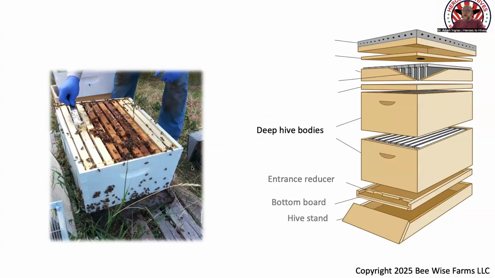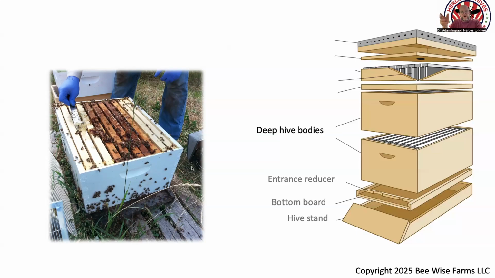The next one is your hive bodies. Hive bodies come in deep, medium, and shallow sizes. So 9 5/8, 6 5/8, and 5 11/16 inches in height are the heights of your hive bodies. It does not matter what size hive bodies you use. The bees do not care.